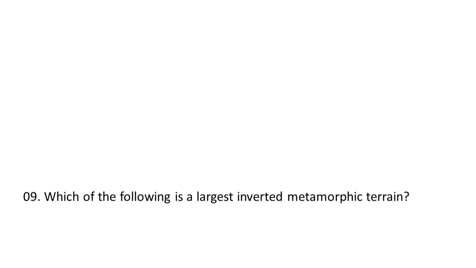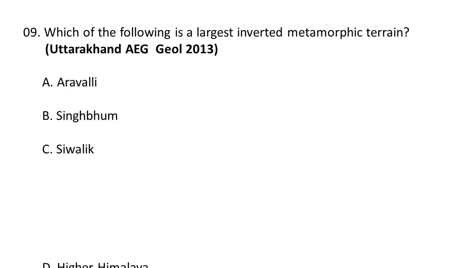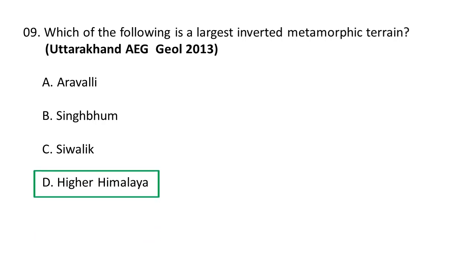Next question. Which of the following is the largest inverted metamorphic terrain? The options given are A. Aravalli, B. Singhbhum, C. Siwalik, and D. Higher Himalaya. So Higher Himalaya is considered the largest inverted metamorphic terrain. Inverted metamorphism occurs when higher grade metamorphic rocks are on top of lower grade rocks, and in the Himalayan thrust sheet of the Lesser Himalaya, inverted metamorphism can be seen along many sections. So that's why Higher Himalaya is the largest inverted metamorphic terrain. D is the correct option.